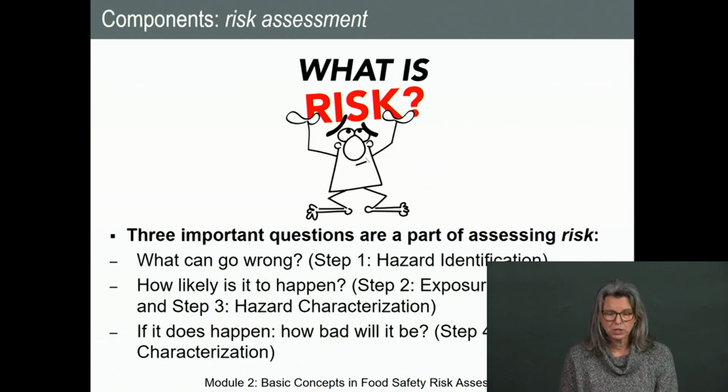There are three important questions when we talk about risk assessment. One is, what can go wrong? That's the part where you're identifying what the hazards are. That's part of step one of this risk assessment process, and we'll be talking about that in another module in this course. How likely is it to happen? This is the likelihood or probability part. It includes both step 2, exposure assessment, and step 3, hazard characterization. There will be modules on both of those steps as well in this short course. And then finally, if it does happen, how bad will it be? That's step 4, risk characterization. We'll go through the rest of the modules in this course, covering each of those steps in turn.